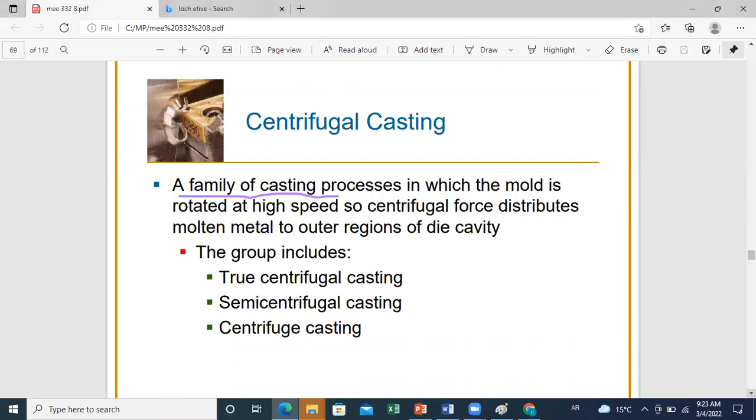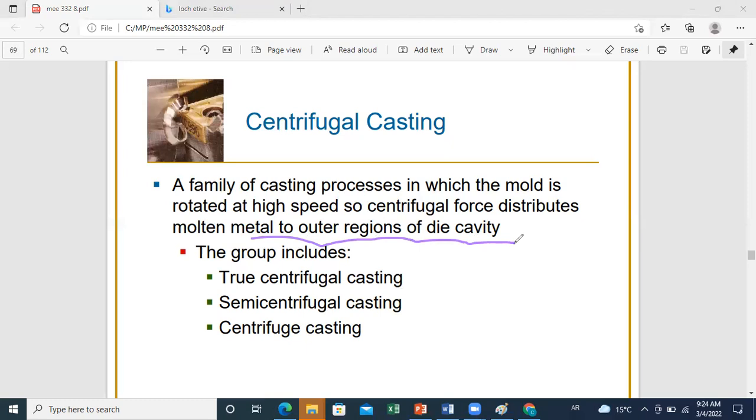Another type of casting is centrifugal casting. Centrifugal casting, as the name indicates, relies on a certain rotational effect when the casting process is done. This is a family of processes in which the mold is rotated at high speed. So centrifugal force distributes molten metal to the outer region of the die cavity. So under the effect of rotation, you are able to reach far regions, and this will allow you to get more complex geometries.